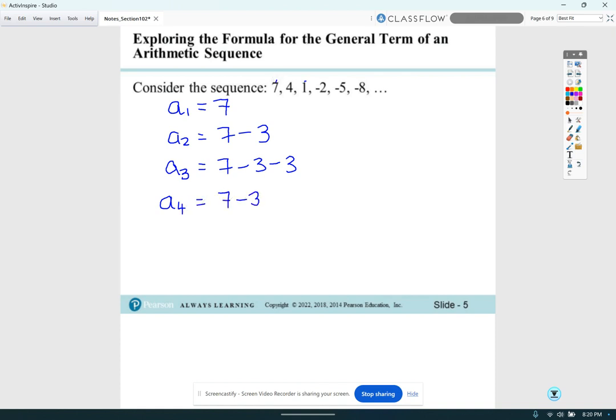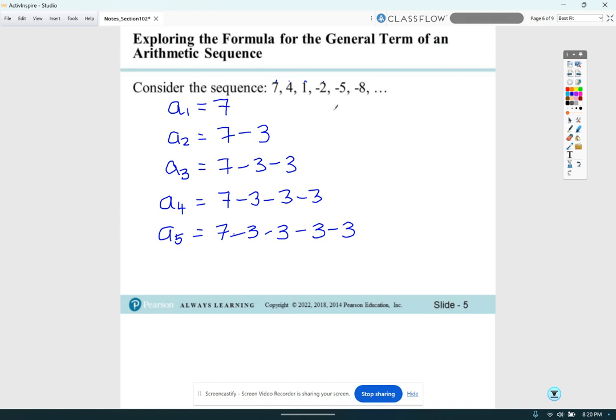I'm going to subtract 3 again. That gets me to 4. If I subtract 3 again, that gets me to 1. And if I subtract 3 again, that would get me to negative 2. Now I can continue that one more time to get to my fifth term. I would do 7 minus 3 minus 3 minus 3, but then I would need to subtract 3 again, and that will get me to my fifth term.